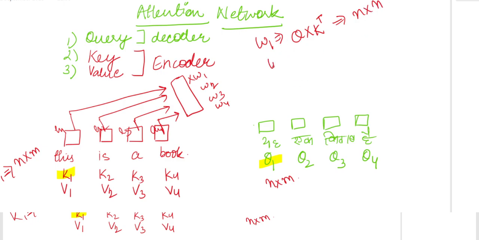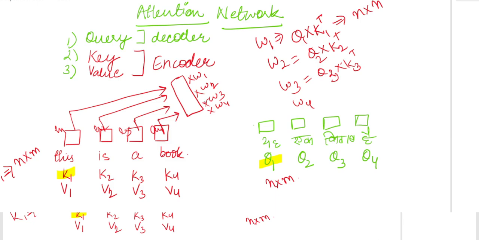Okay, so W2 is basically Q2 cross K2 transpose, W3 and so on. So how are these four weights calculated? We're multiplying query from the decoder with key from the encoder. This is how all the weights are calculated. Now, after calculating the weights W1, W2, W3, and W4, these weights are multiplied.